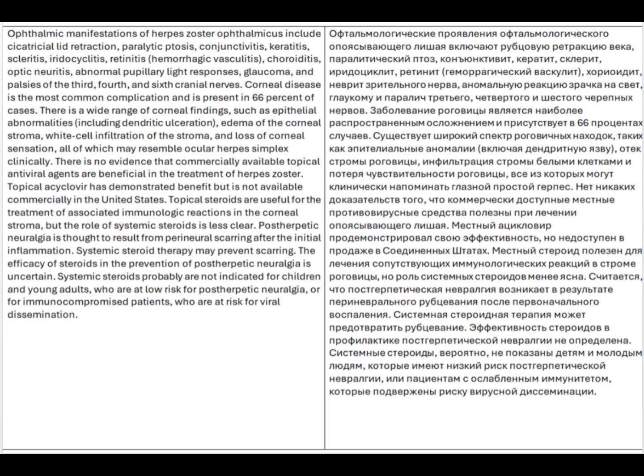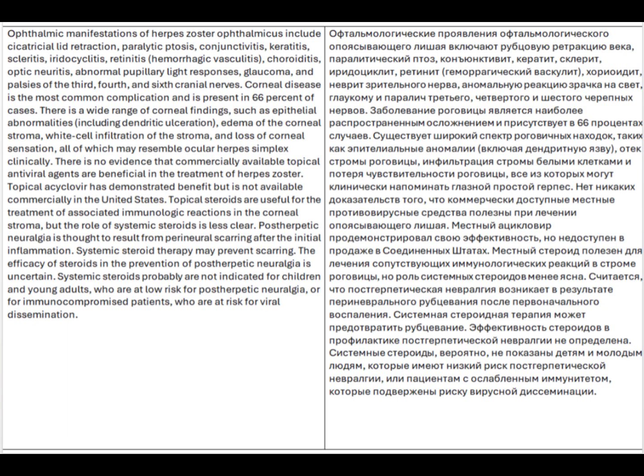There is a wide range of corneal findings, such as epithelial abnormalities, including dendritic ulceration, edema of the corneal stroma, white cell infiltration of the stroma, and loss of corneal sensation, all of which may resemble ocular herpes simplex clinically. There is no evidence that commercially available topical antiviral agents are beneficial in the treatment of herpes zoster. Topical acyclovir has demonstrated benefit, but is not available commercially in the United States.